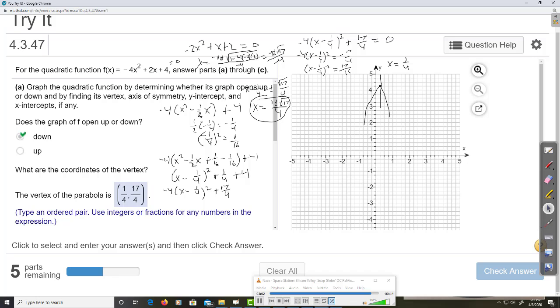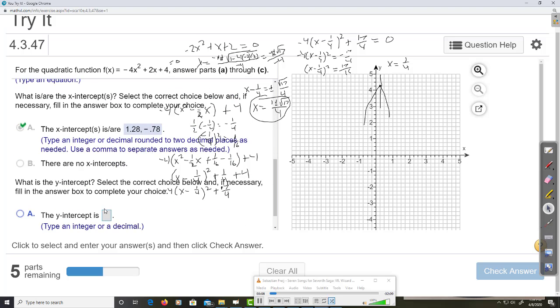Y-intercept, that one's easy, because that one you're setting x to be 0, so you can either plug into the original, which is usually easiest, or I mean you can plug into our vertex form as well. If you plug in there 0, you'll get the same thing. But let's just go ahead and plug in here 0, so this will be 4.